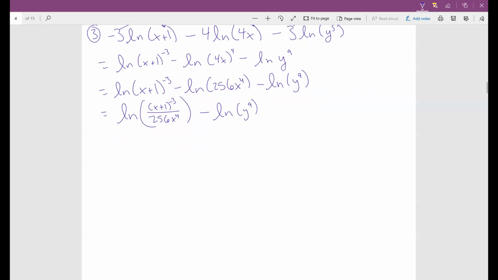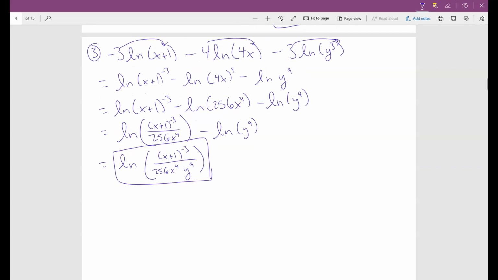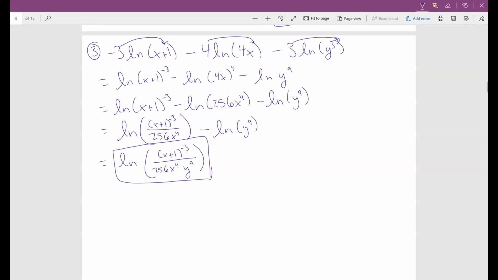And then finally, there's another division, so it's going to be ln of x plus 1 to the power of negative 3 divided by 256 x to the 4th. Since this is being divided, I can just put y to the 9th on the bottom. Okay, so that's a little trick that you can do. If something else is divided, instead of having another fraction, you can just bring it on the bottom because it's going to be divided by the whole thing. Okay, so this is kind of how you condense and expand logs.